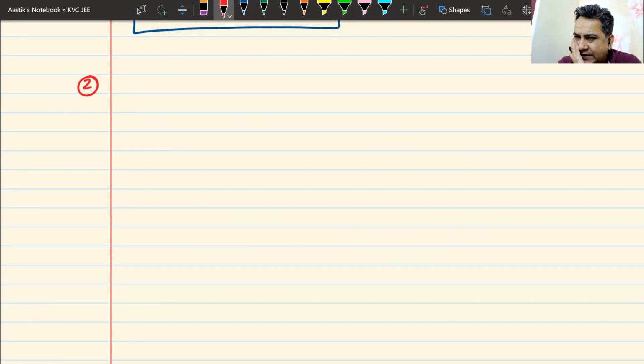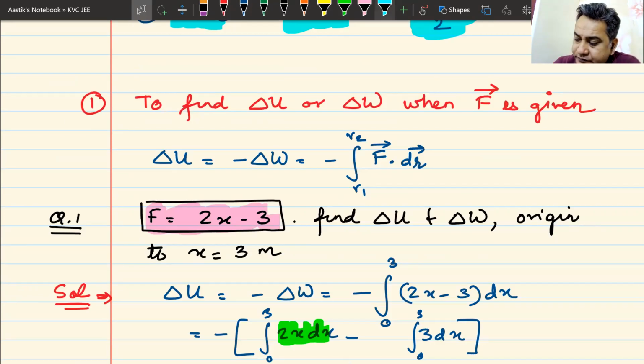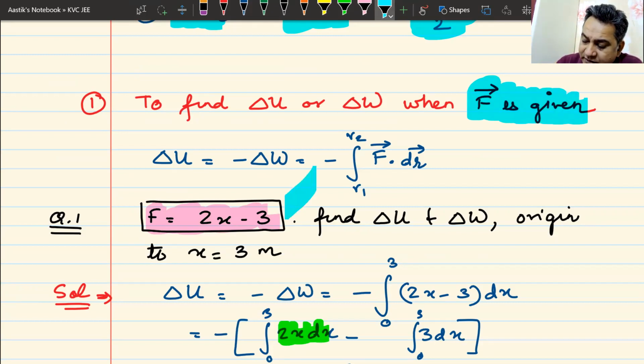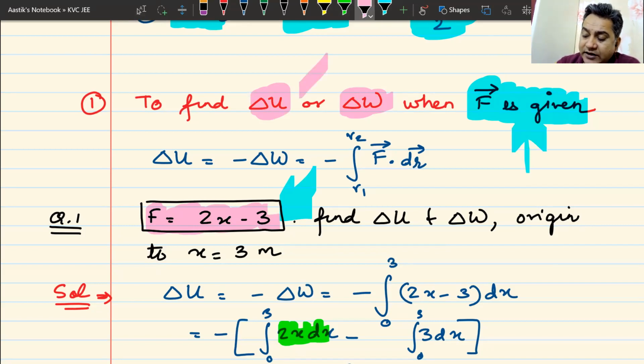Let's move to the second type of question that can come. In the first type, let me just go back to the first type. In the first type of question, force F was given. F is known, as you can see here. From there, you are calculating the change in internal energy or work done. Both mean the same thing, they are negative of each other. So force was given, and we were calculating either change in internal energy or work done.